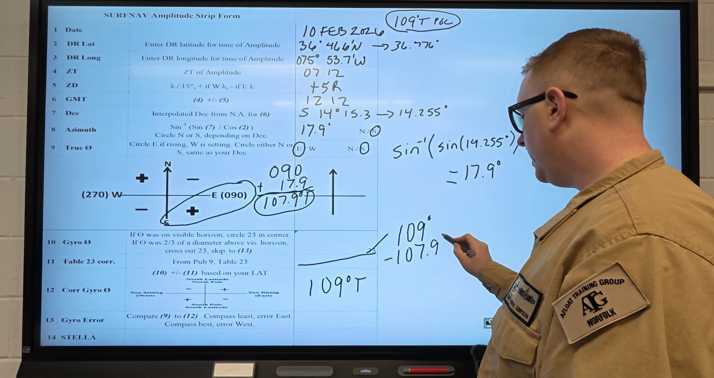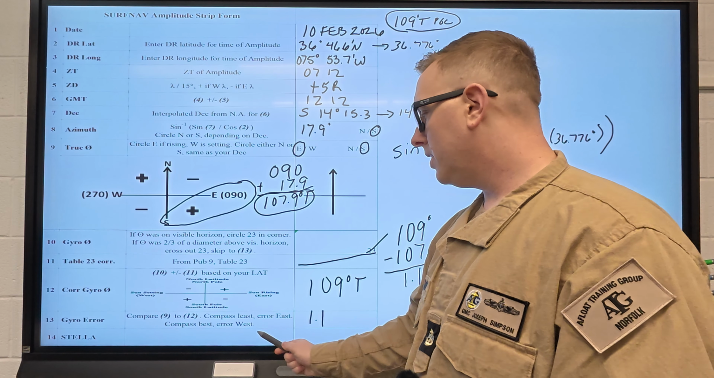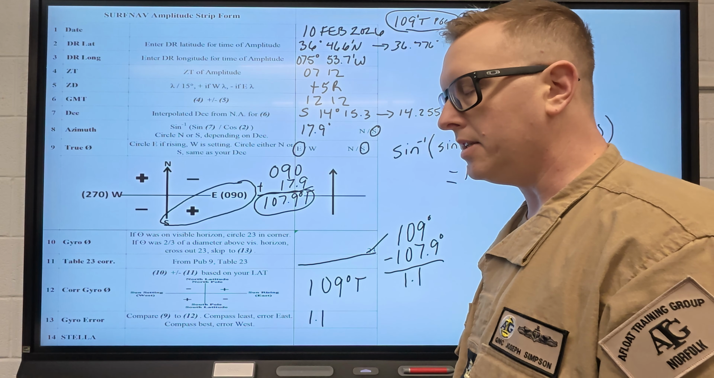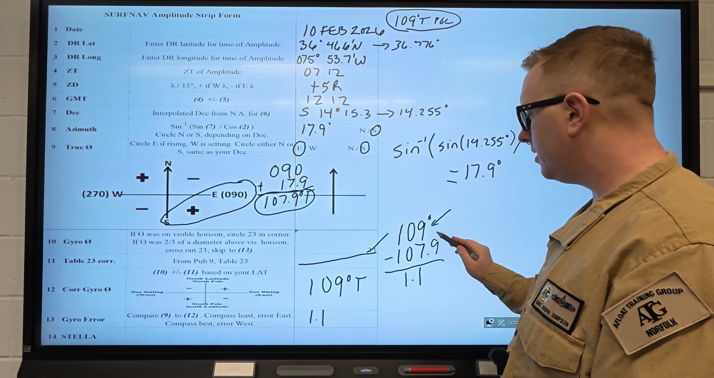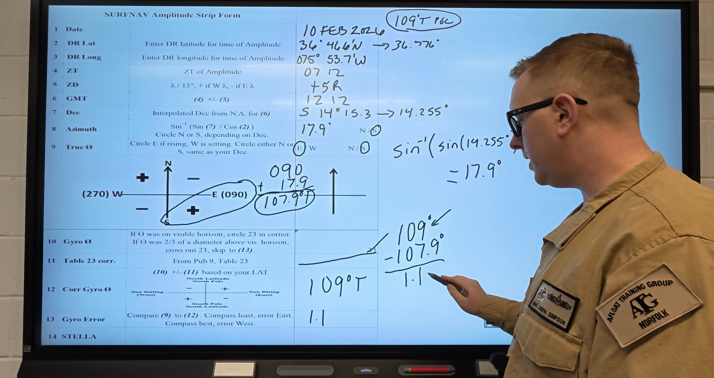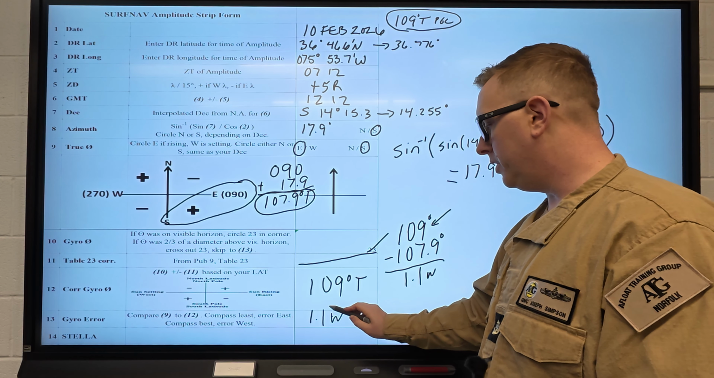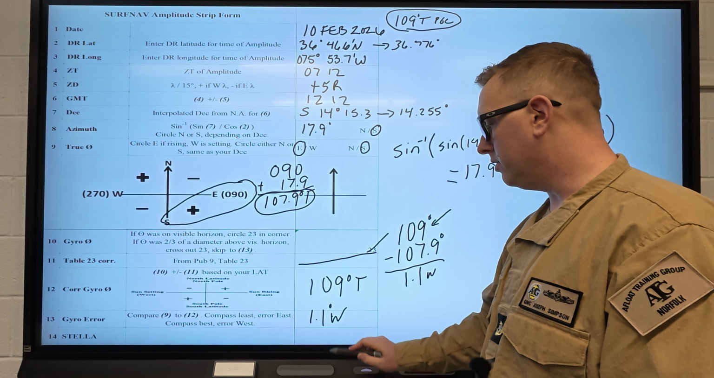Right here, if the compass is least, the error is east; compass best, error is west. It's asking about whatever you shot. If you shot it and it's greater or best to what it's supposed to be, it's west. Opposite, it'll be east. In this case, the bearing I got is greater than what it's supposed to be, making it west. So 1.1 degrees west is the gyro error I got for this information.